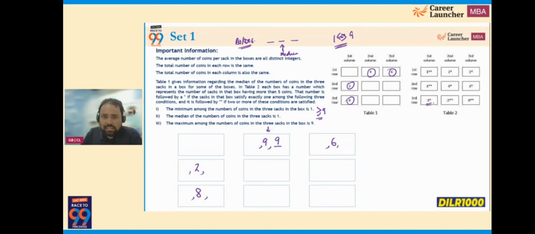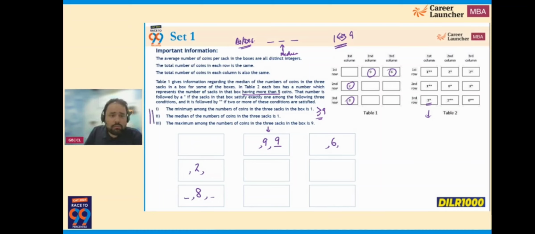There are three boxes. Sorry. क्या बोले थे? In table 2, each box has a number which represents the number of sacks in that box having more than 5 points. So this number 3 means there are 3 sacks in this box. All 3 sacks have more than 5 points. So ये जो दोनों number है, both will be greater than 5. This much I know. Then there is one star. Star means out of these three only one can be true.